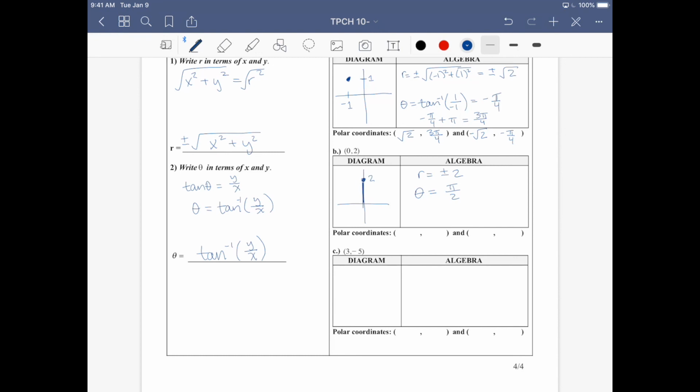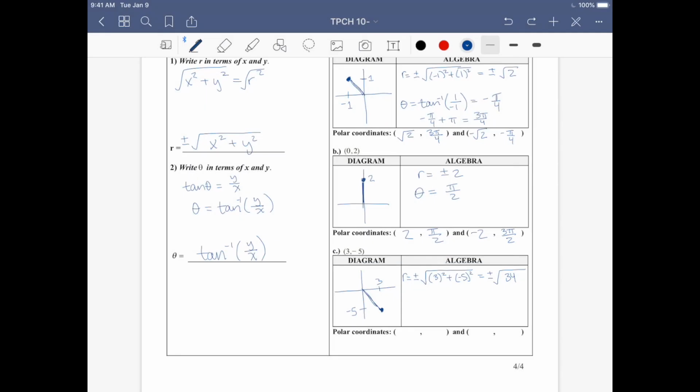So with the positive radius, I'm at pi over 2, right? The other way I could go is to go down to 3 pi over 2 and then reverse my direction so I can have these two equivalent expressions. We're going to practice this more in class. But let's go on to part C.